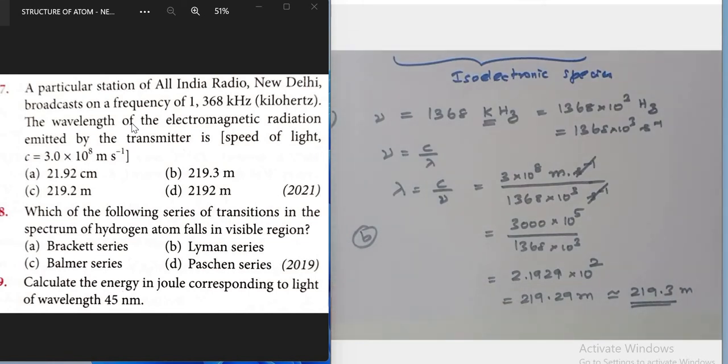Option B and option C are very close, so see that carefully. Since it comes out as 219.29, if you round off, you will get the answer as 219.3. So the correct option for this question is option B. Right, take note.